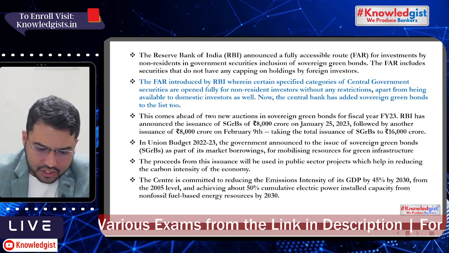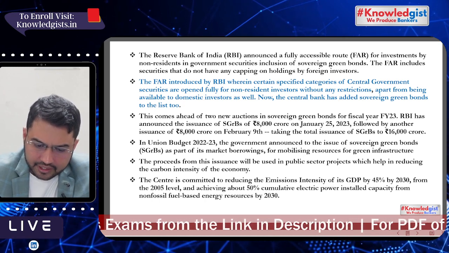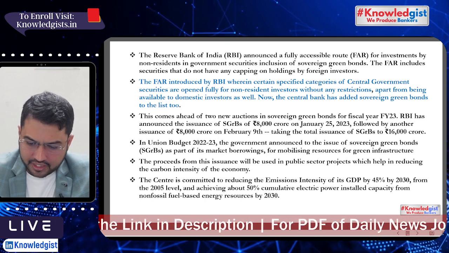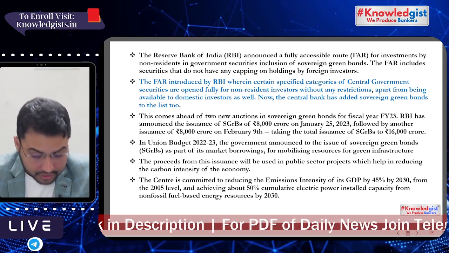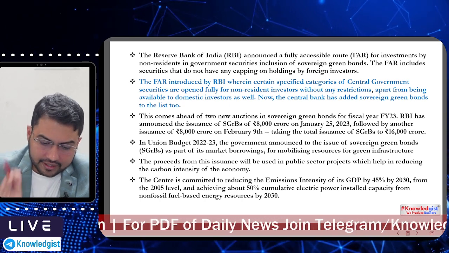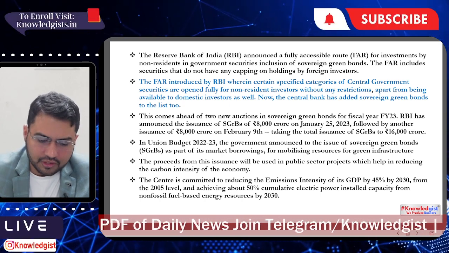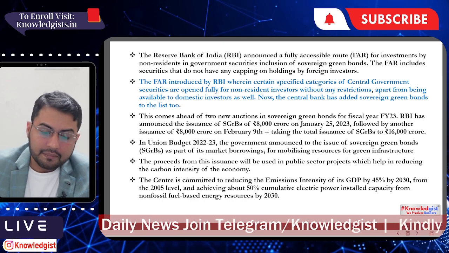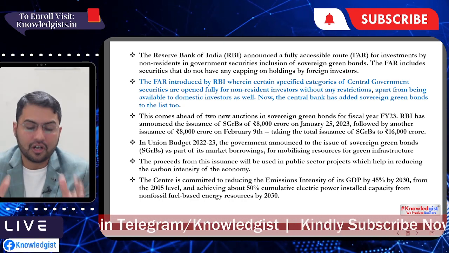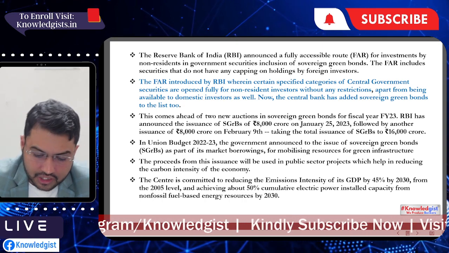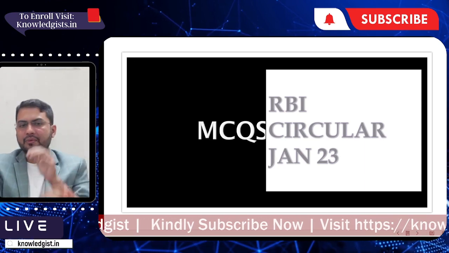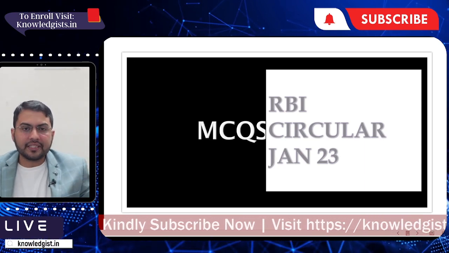This is done for the government's commitment to reduce the emissions intensity of its GDP by 45% before 2030 from the 2005 level, and achieving 50% cumulative electric power installed capacity from non-fossil fuel based energy resources by 2030. Okay, now with that we come to an end of these circulars.